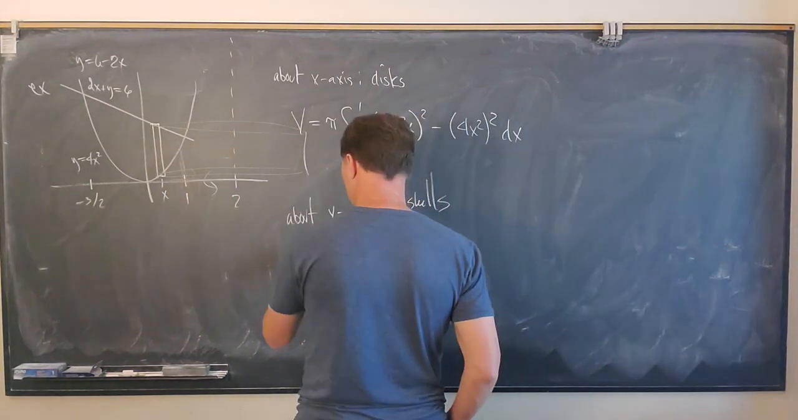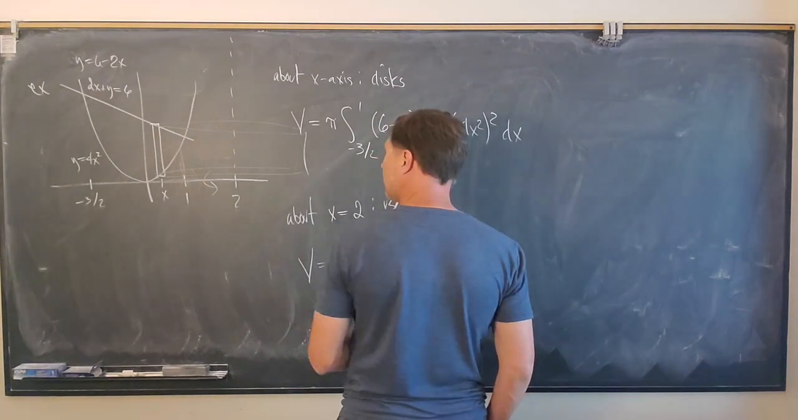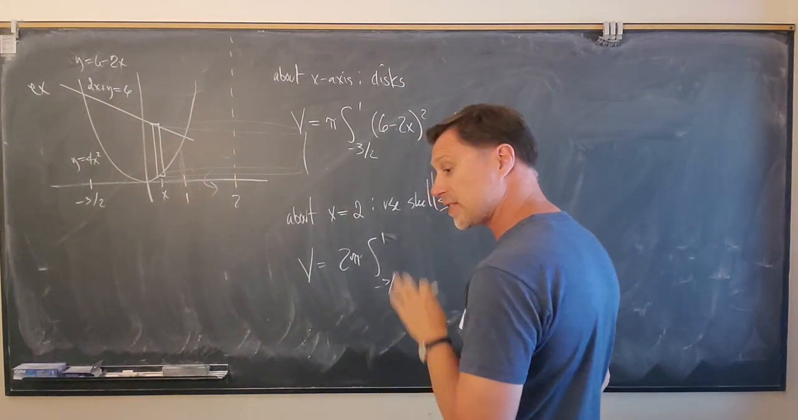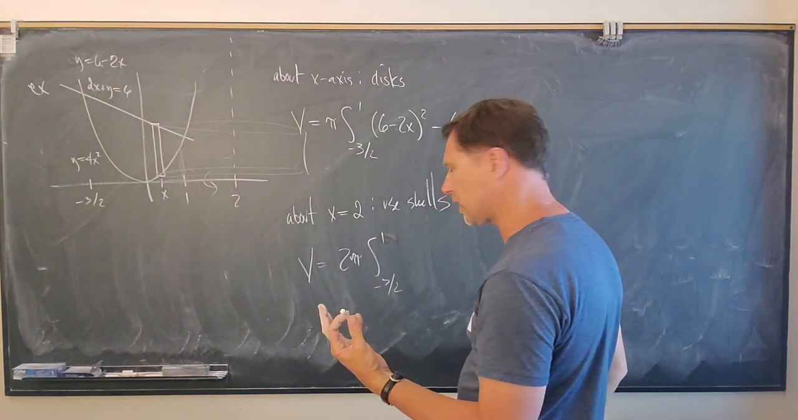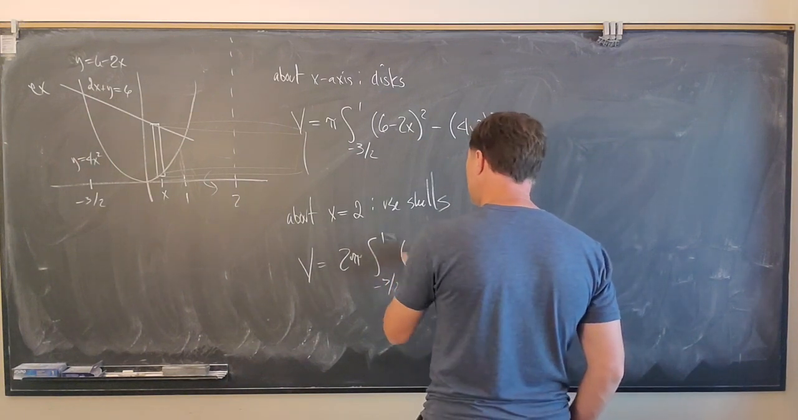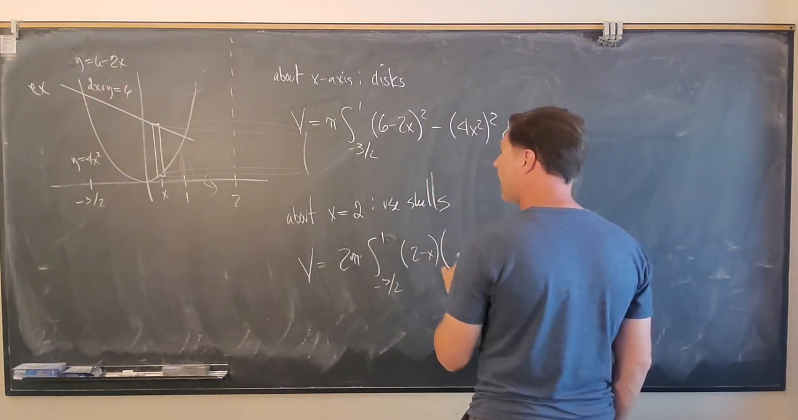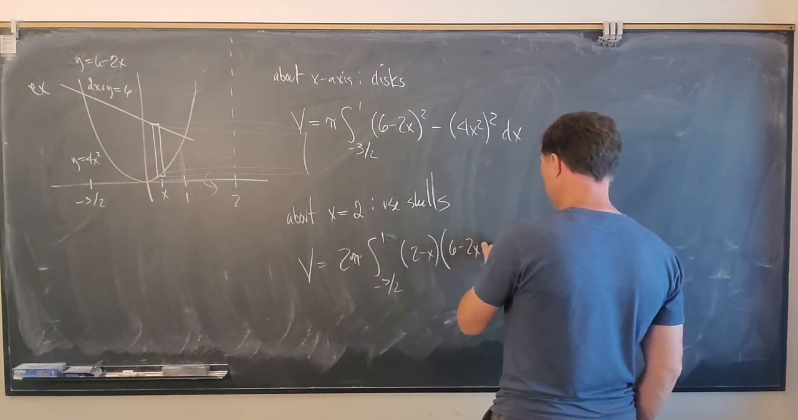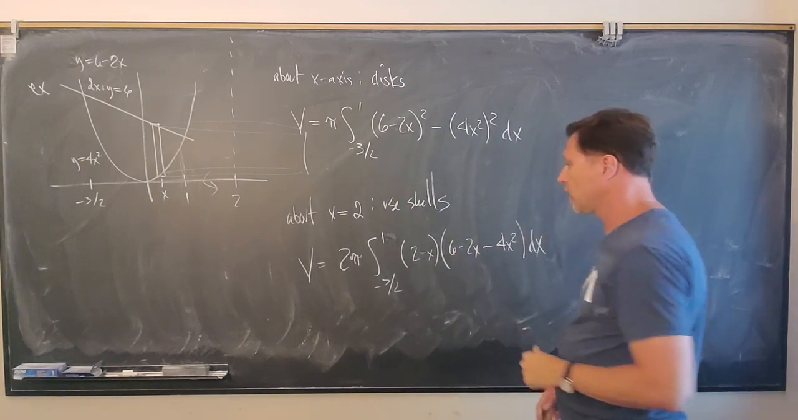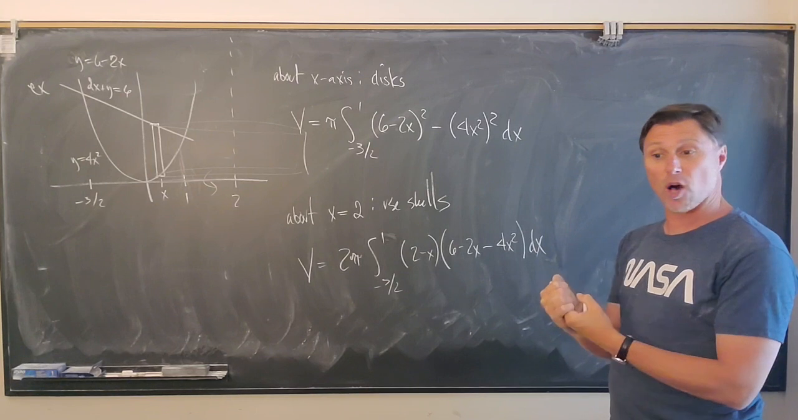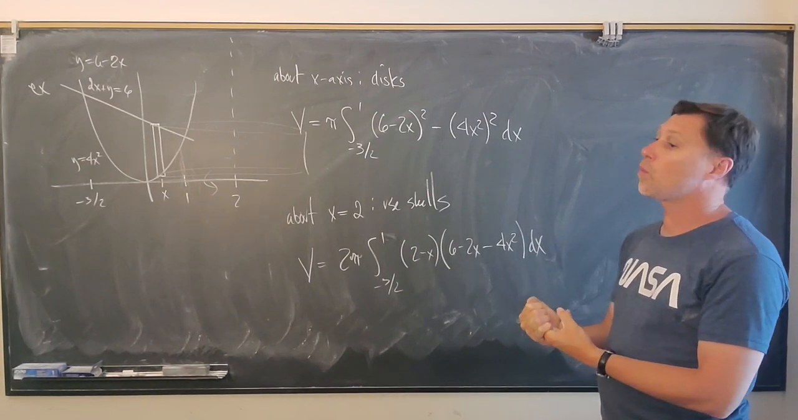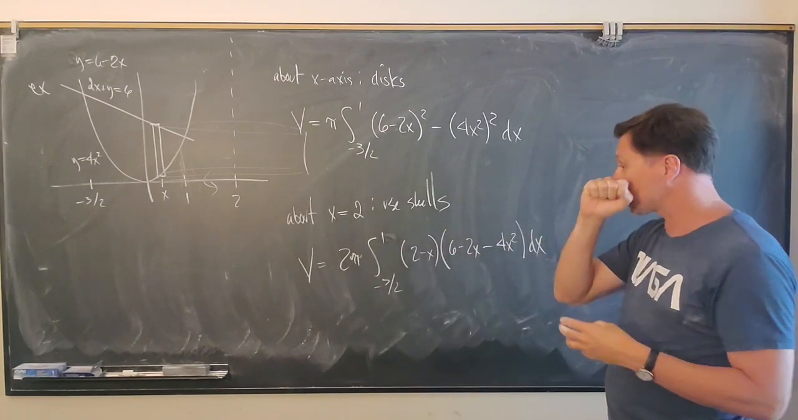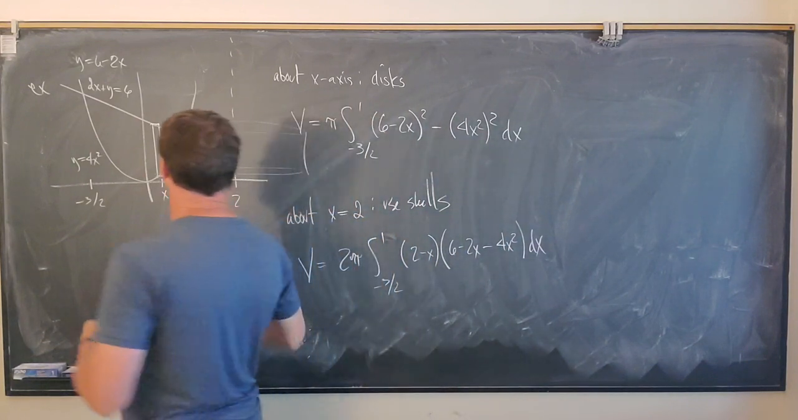So the volume is going to be 2 pi times the integral from -3/2 to 1. And now instead of putting an x, remember that x stood for the radius, we need to adjust our radius. It will be 2 minus x times the height, which is top function, 6 minus 2x, minus bottom function, 4x squared dx. So we want to generalize things now with the shell method also. Instead of revolving about the y-axis, we want to be able to revolve around lines that are parallel to the y-axis. And so we need to understand how things adjust when we shift our axis.